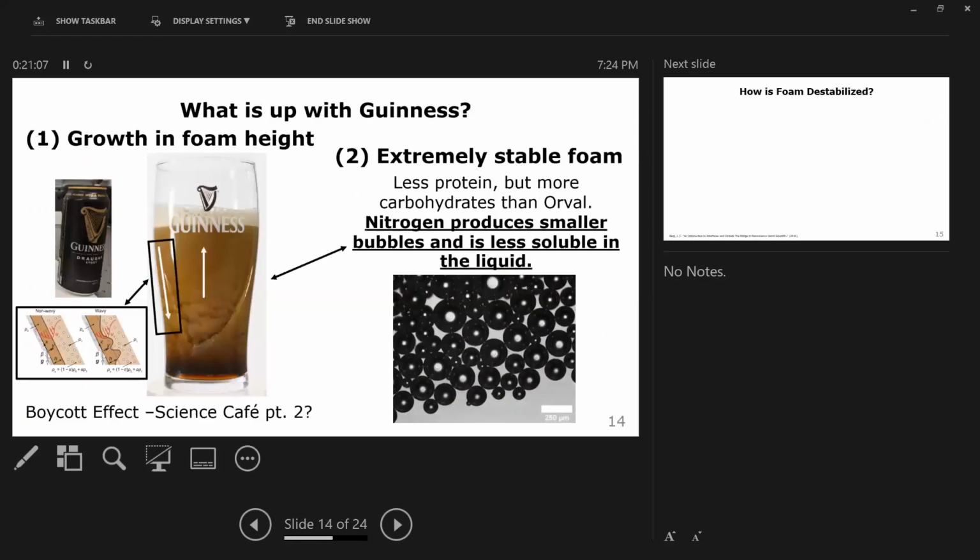What's happening with Guinness? Guinness is like a whole, you could do a PhD on Guinness. You're laughing, I'm actually serious, you could. So there's probably more than two, but there's at least two interesting things about Guinness. One is that you get this growth in foam height, which is basically a consequence of, well, there's likely more reasons, but one of the reasons is this interesting fluid mechanics problem where you get rising bubbles that create a clear layer of liquid along the edges, which then entrain some bubbles, and as a consequence, you get bubbles that appear to be going down in these waves. This is called the Boycott effect, which could be another good science cafe, but in any case, is an interesting fluid mechanics problem.